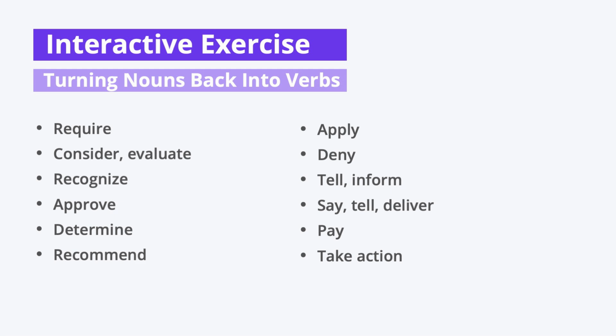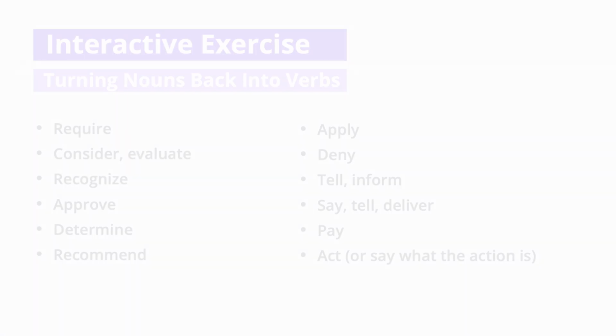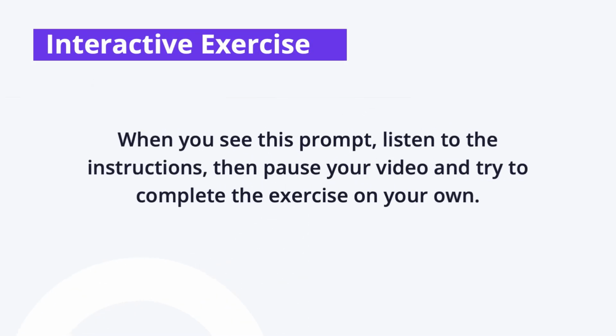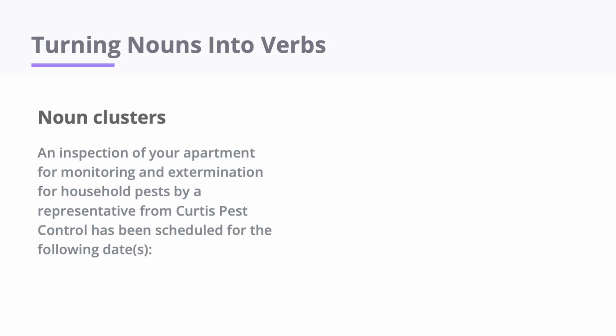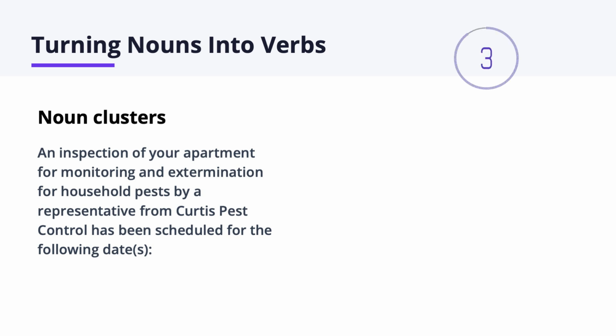And take action is something that can be pretty vague and also indirect. You want to just tell people what the action actually is, or just use the word act. So those are some good ways to start to think about the active voice. In the next interactive exercise, you're going to have a chance to put it all together. So you can go ahead and pause your video and try to turn this set of noun clusters into an active sentence.